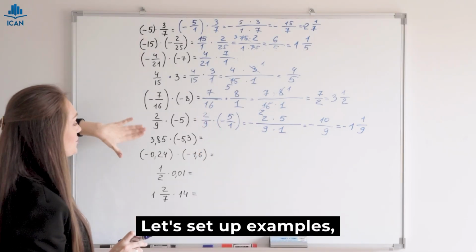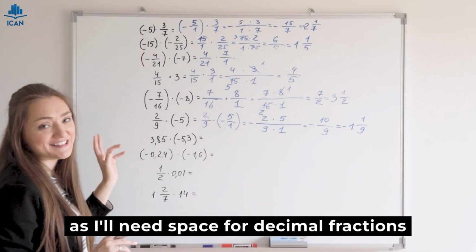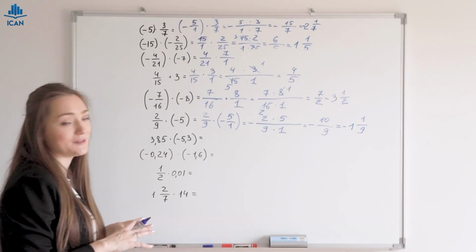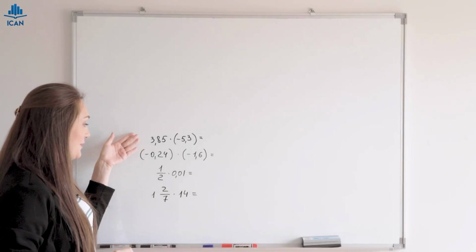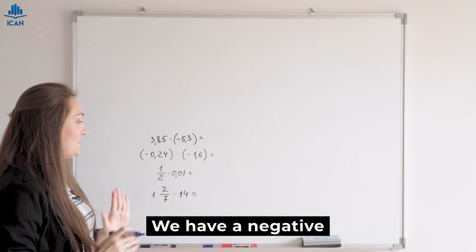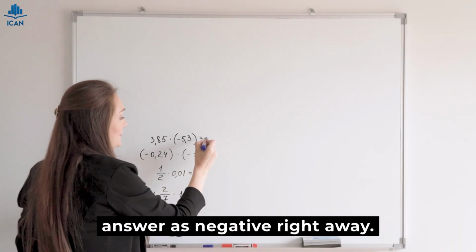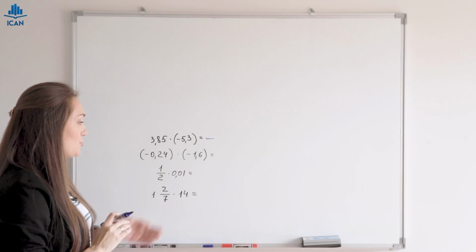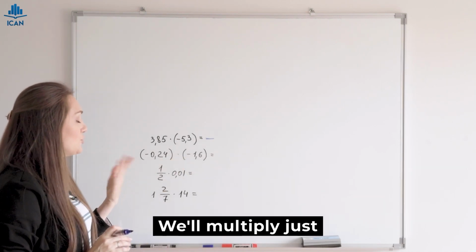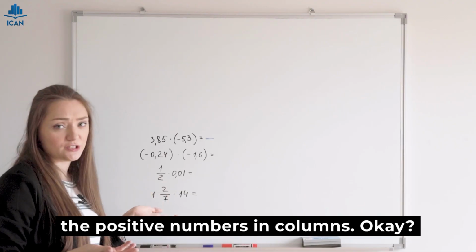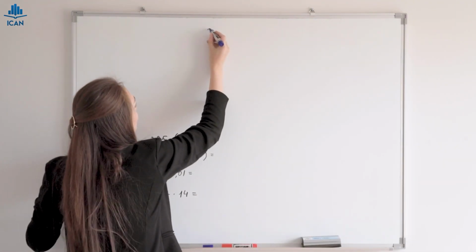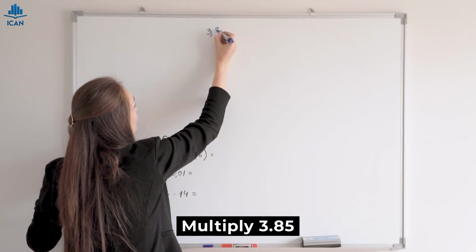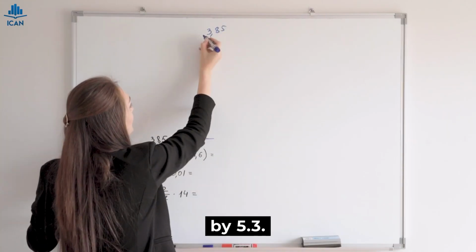Let's set up examples. As I'll need space for decimal fractions, we'll multiply in columns. Let's solve this example first. We have a negative factor, so let's write the answer as negative right away. We'll multiply just the positive numbers in columns, okay? Multiply 3.85 by 5.3.